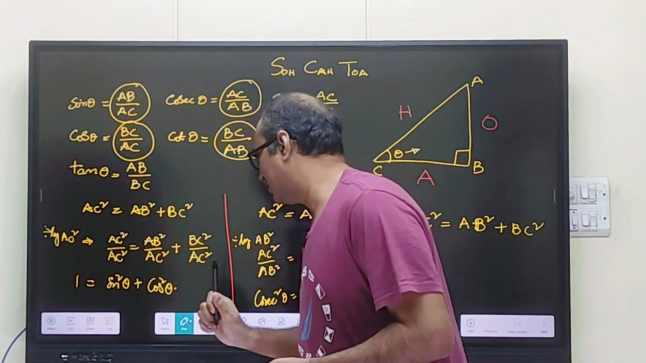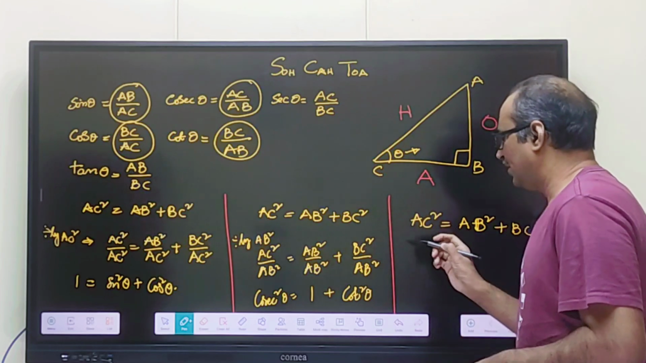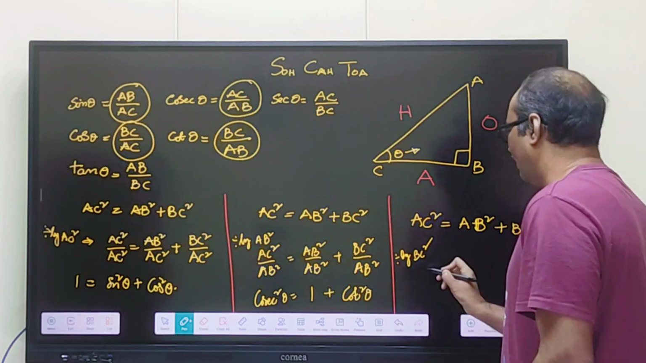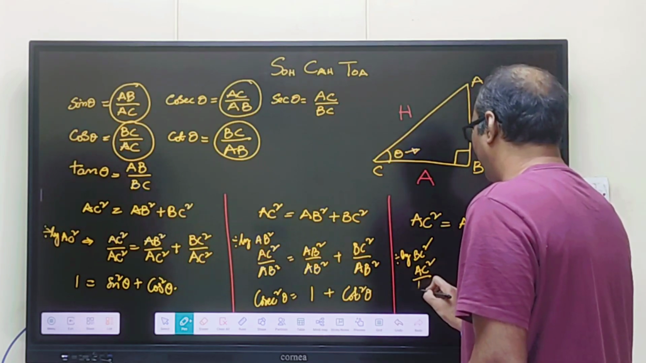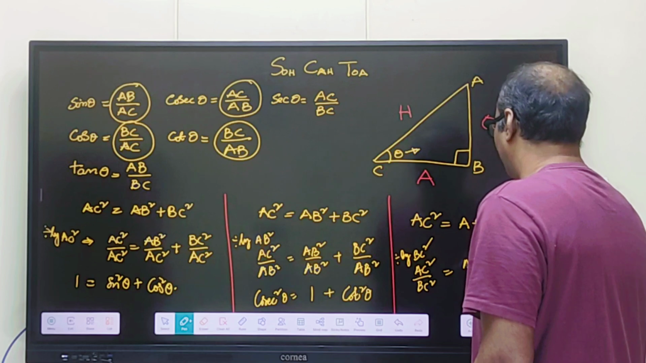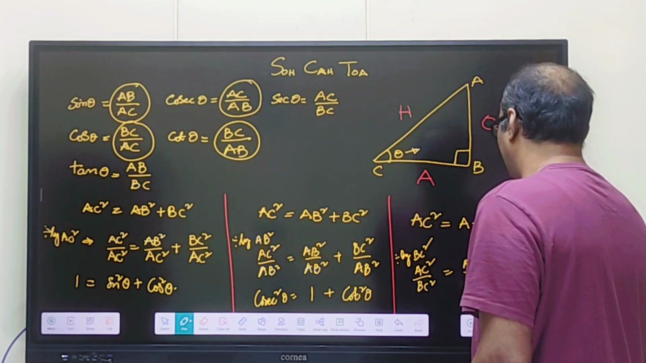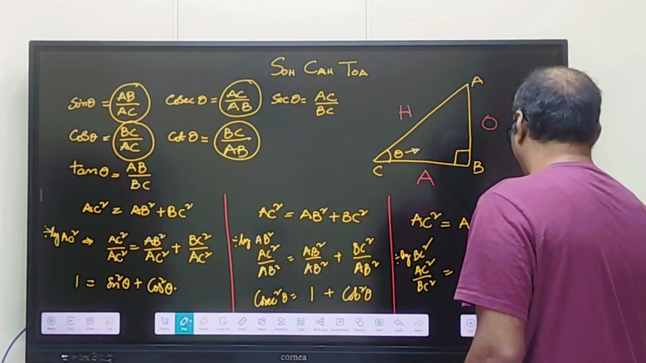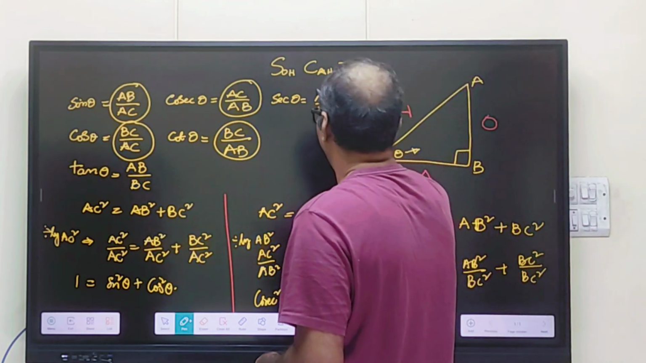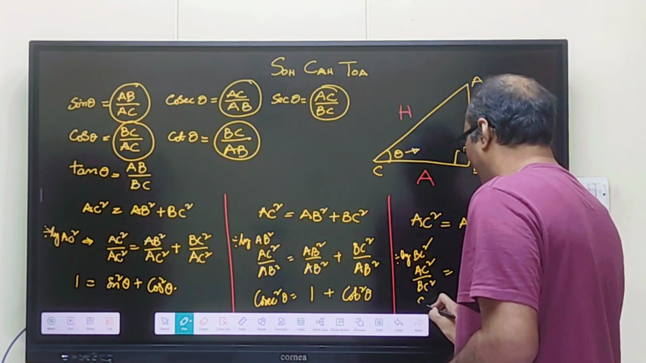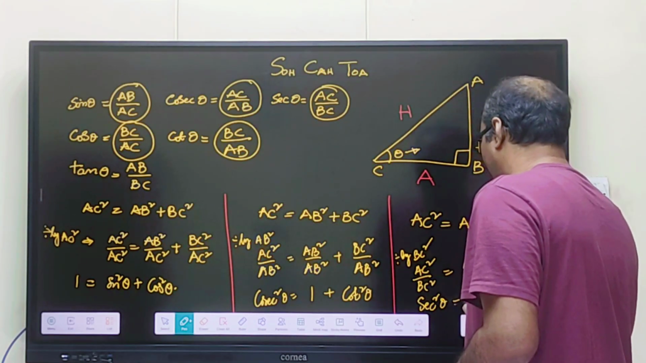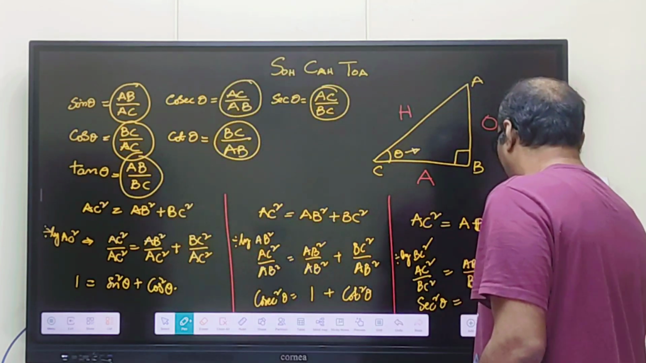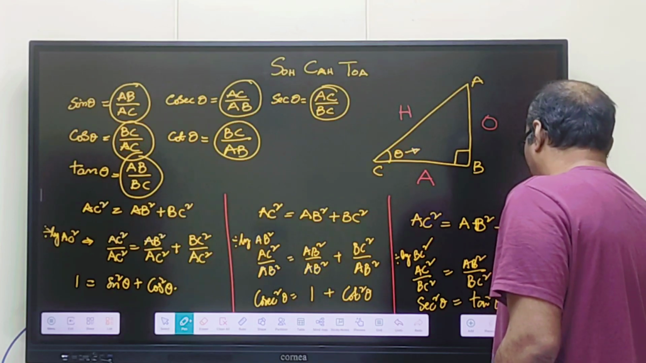Now we divided with AC square, we divided with AB square. What is left out is BC square. So let us divide by BC square and see what happens. We will have AC square divided by BC square equals AB square divided by BC square plus BC square divided by BC square. AC by BC, that is nothing but secant theta. So square it up, secant square theta equals AB by BC, that is tan theta. Square it up, it will be tan square theta plus BC square by BC square is 1.